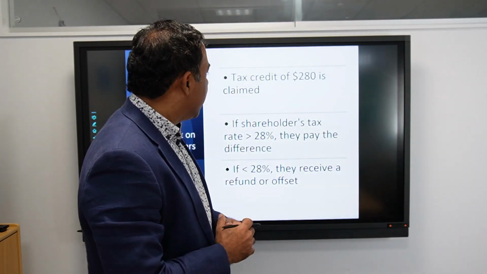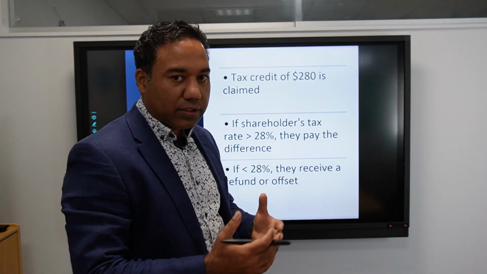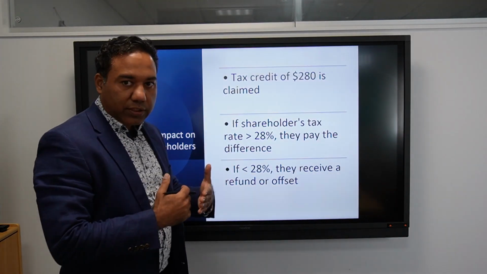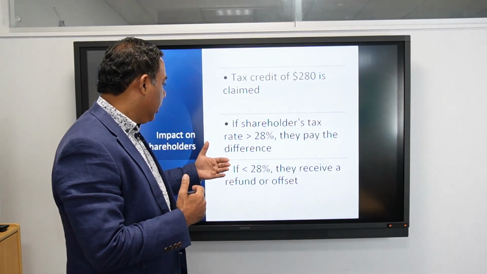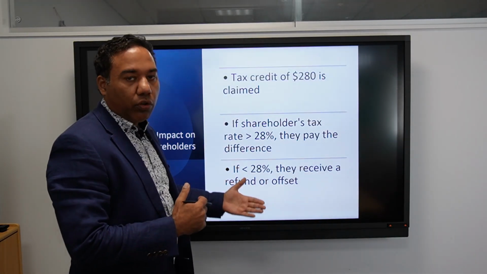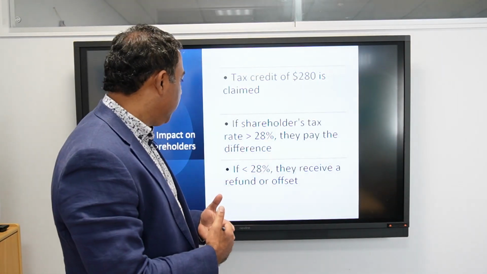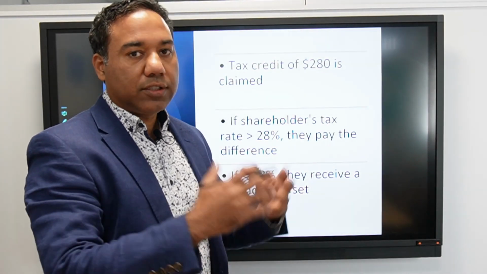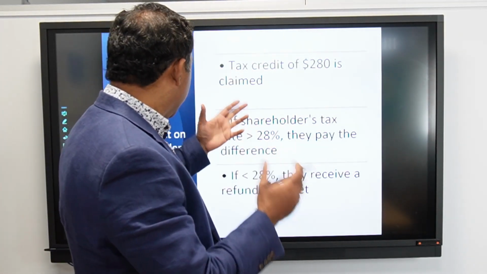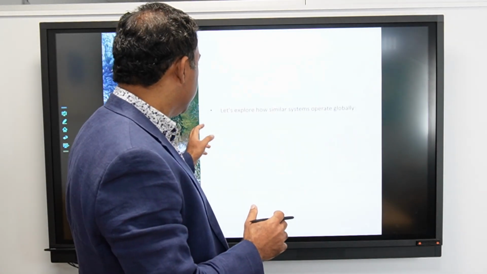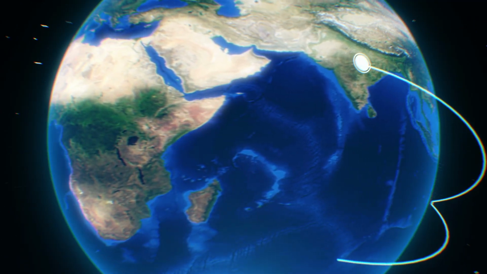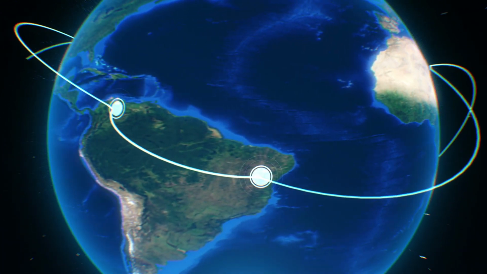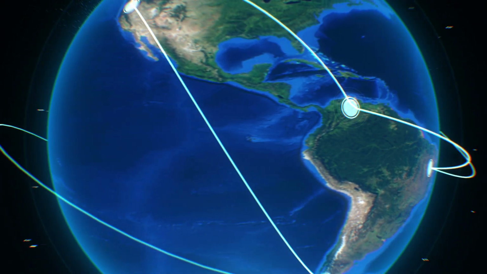Now the tax credits of 280 are claimed as tax credits. If the recipient, who is a shareholder, has an individual tax rate below 28%, they will receive a refund or have it offset against some other income. But if their individual tax rate is more than 28%, they will pay the difference. So this is, in simplest form, an explanation of the dividend imputation system. Let's explore how this works in other parts of the world, and dig into it globally to understand this concept a bit better.